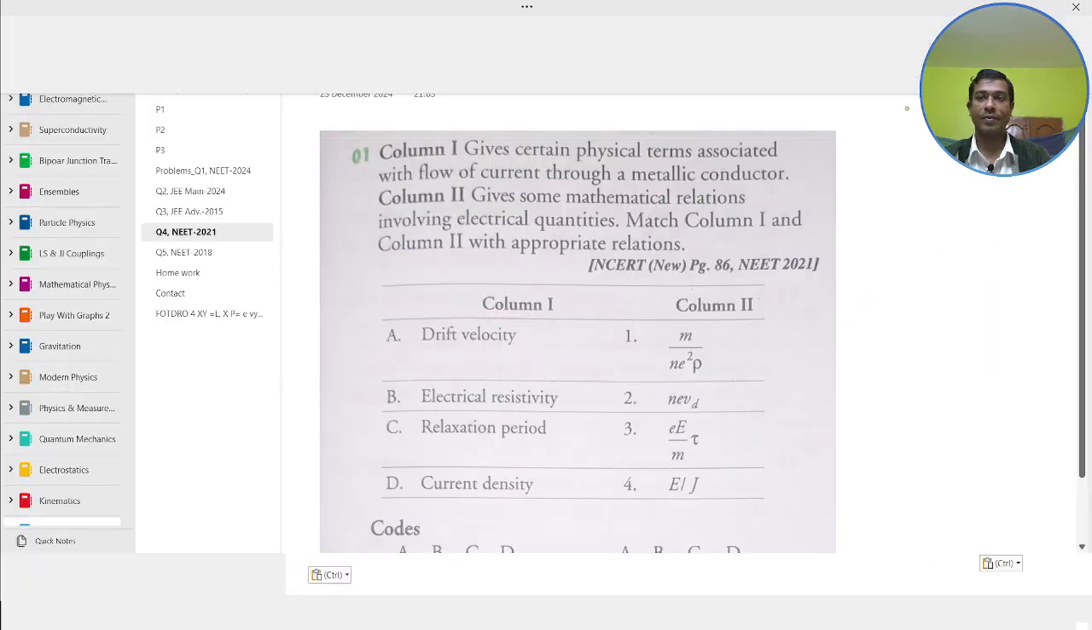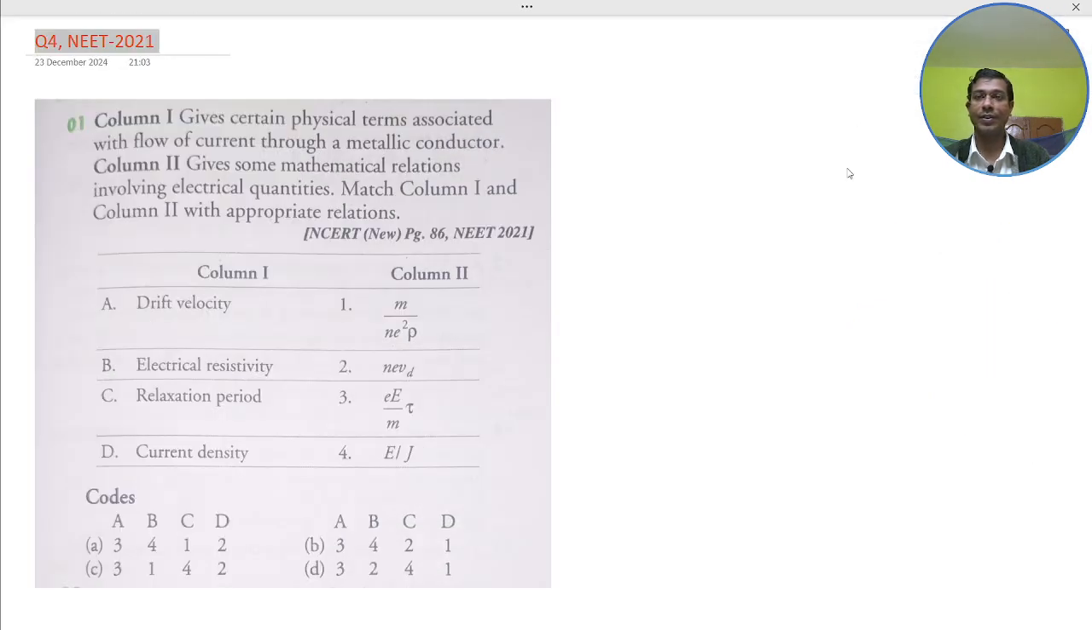Fourth one coming in NEET 2021. Column 1 gives certain physical terms associated with flow of current through a metallic conductor, and column 2 gives some mathematical relations involving electrical quantities. Match these columns: drift velocity, electrical resistivity, relaxation period, and current density.